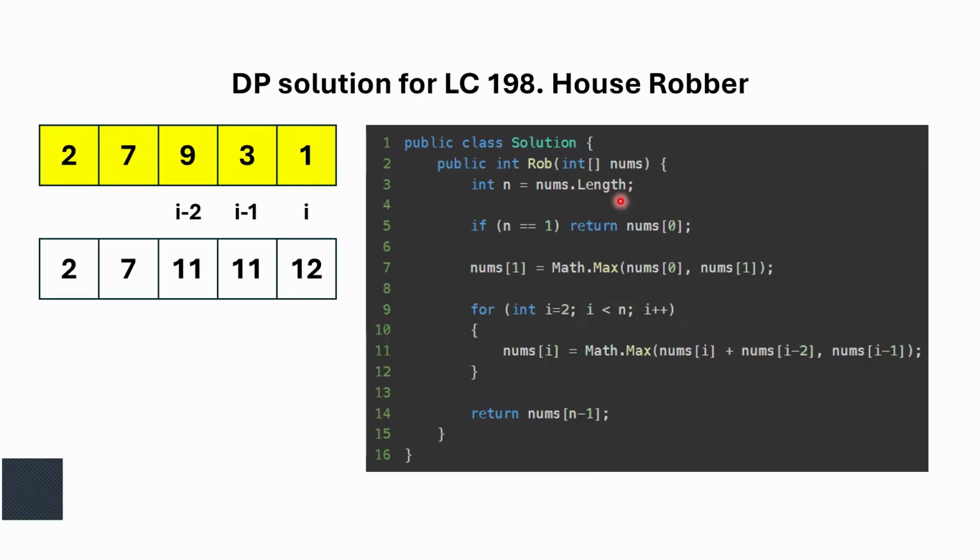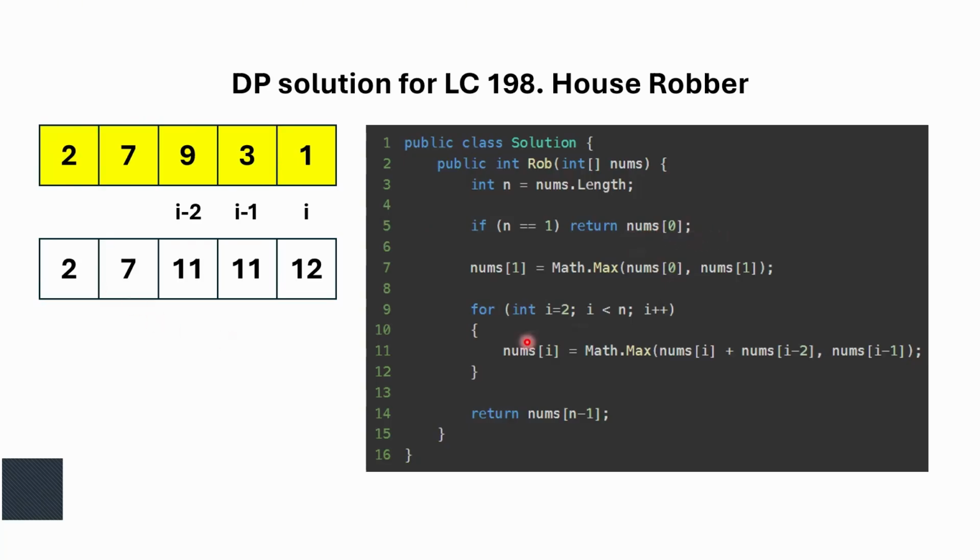So the first line is just the length of the array. If the array has a length of 1, it means that it only has one element, so obviously the maximum amount of money we can rob is everything from that only house. So we return the only house in the array.